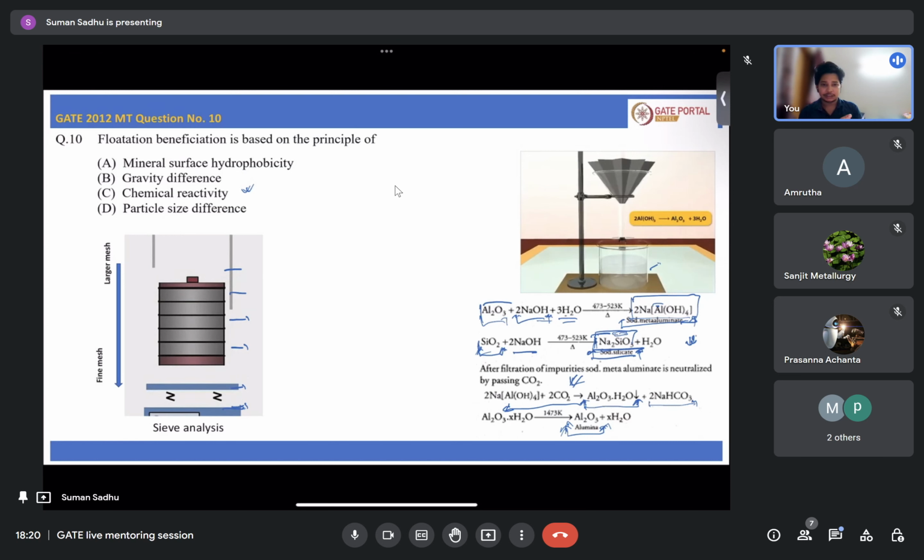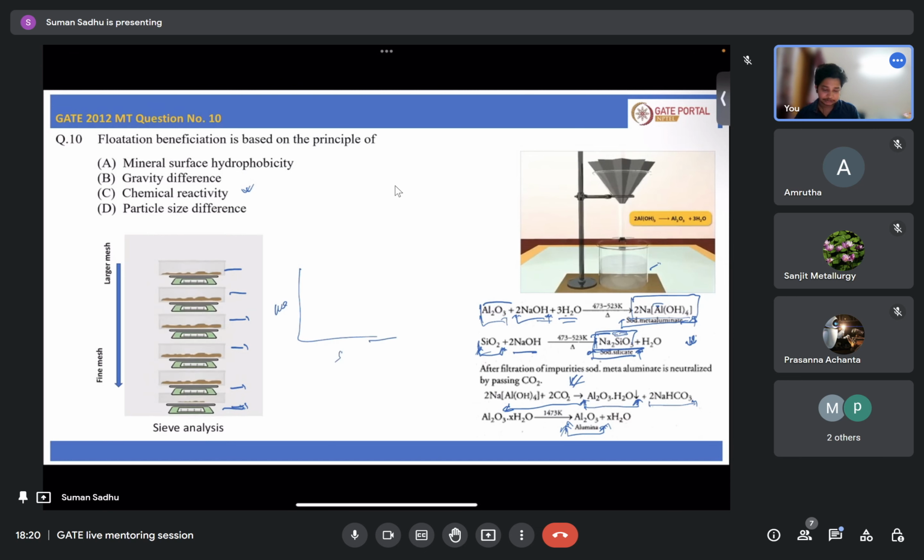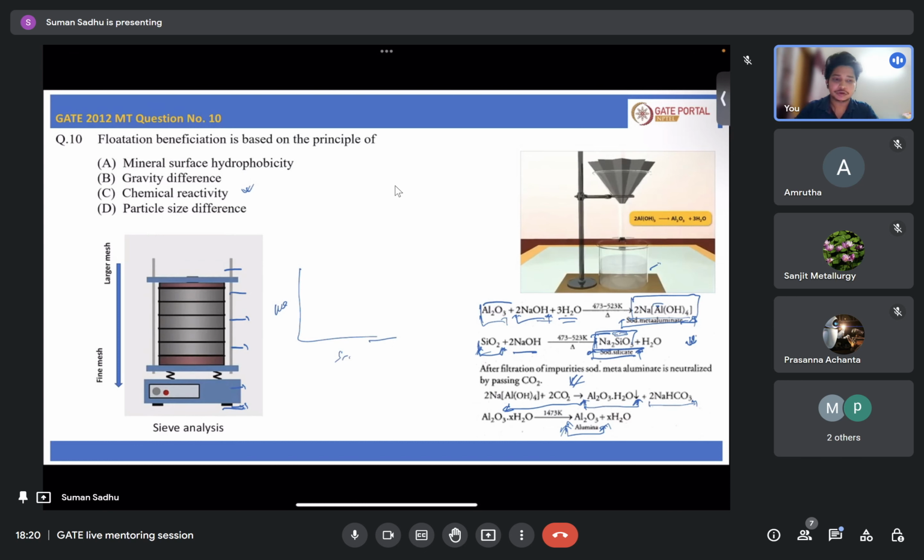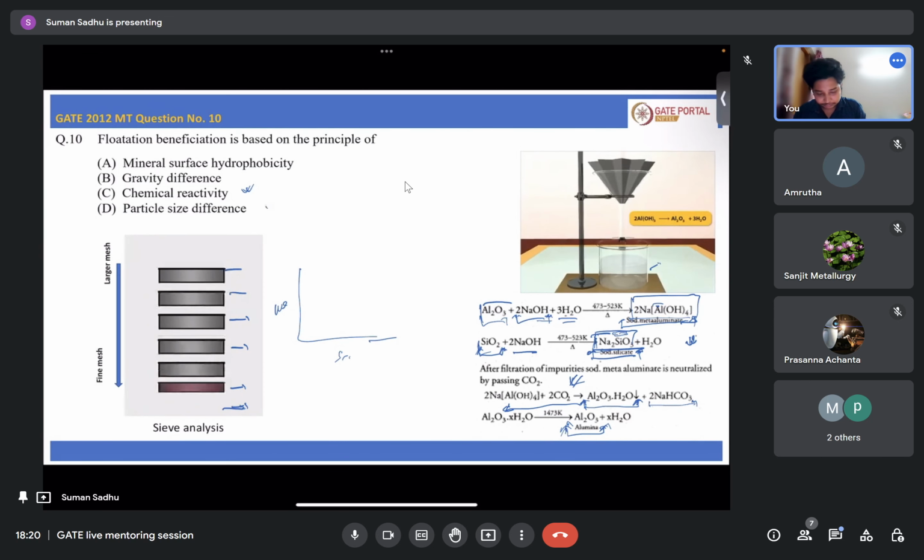Then you can give the size distribution also, like weight versus size. So you will find out the size distribution in your ore or in your minerals. So in this particle size difference, basically sieve analysis follows this principle.